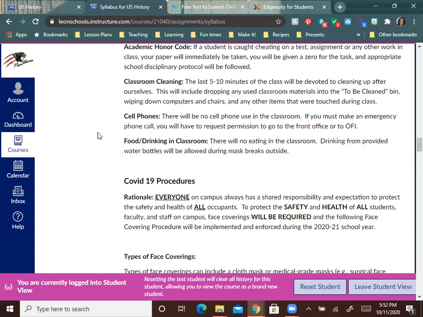Food and drinking in the classroom. There will be no eating in my classroom. Drinking from provided water bottles will be allowed during mass breaks outside. I actually have an ant allergy, and whenever people eat in my classroom, I tend to get a lot of ants, and then I get ant bites and I get very ill. So that's the reason for that.